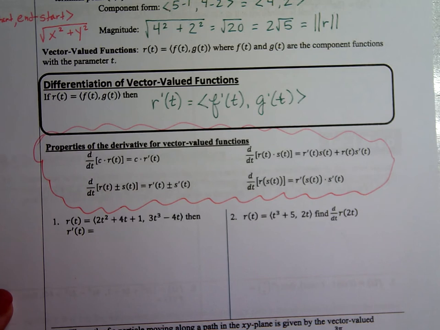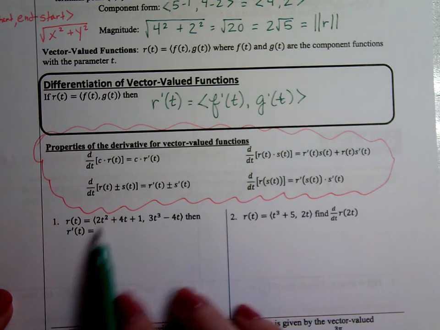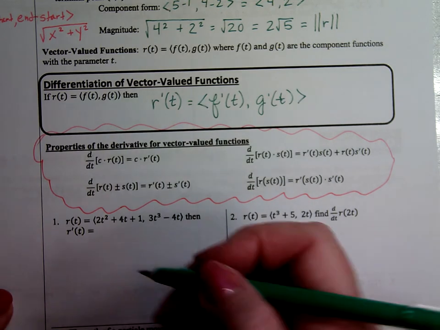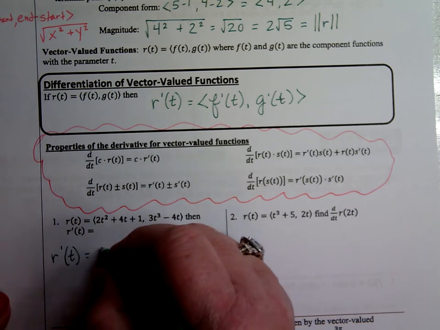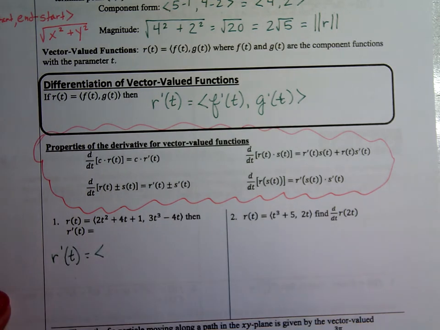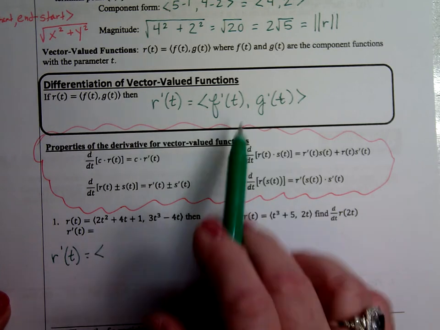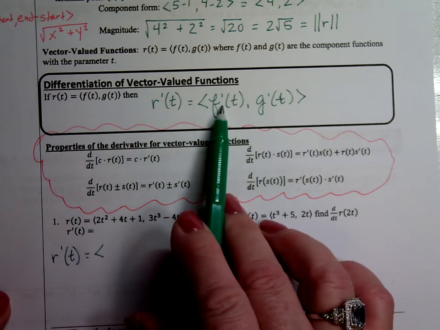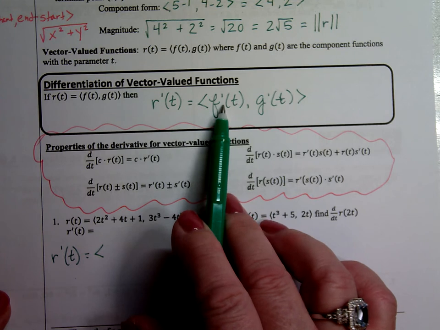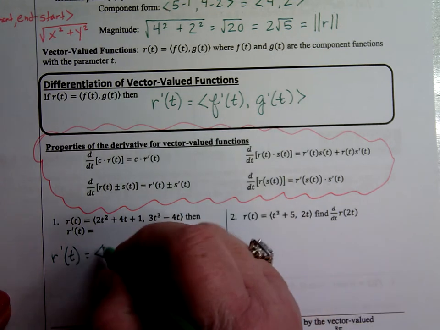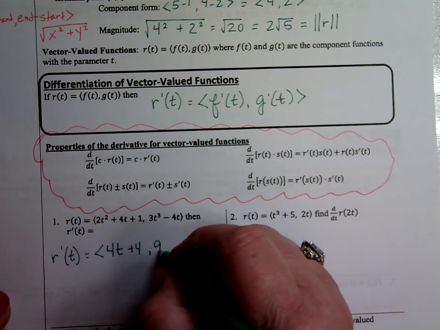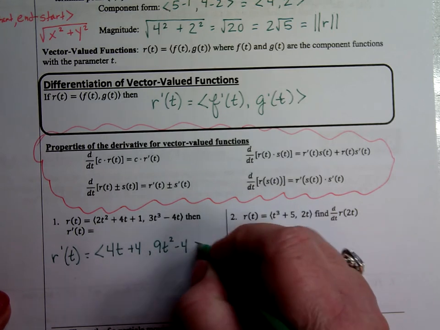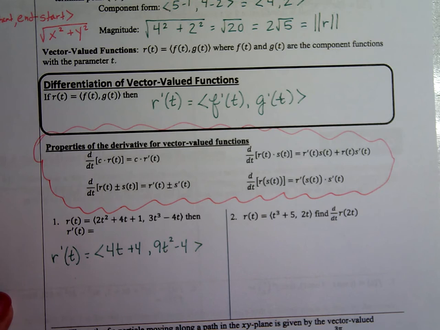All right, so r of t is this. Find r prime of t. And you say, okay, I can do that. R prime of t equals the derivative of each piece. So take the derivative of the f function, the x value, and the derivative of the y value. This is really easy peasy, kids. 9t squared minus 4. And guess what? That's the answer. You're done. That's it.